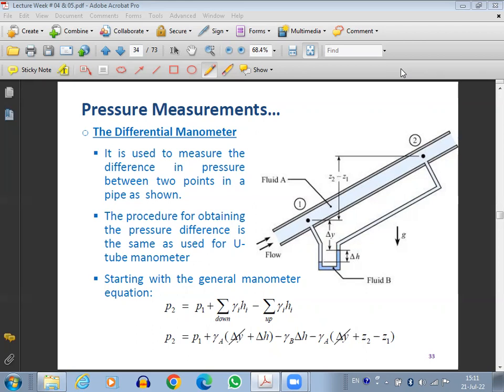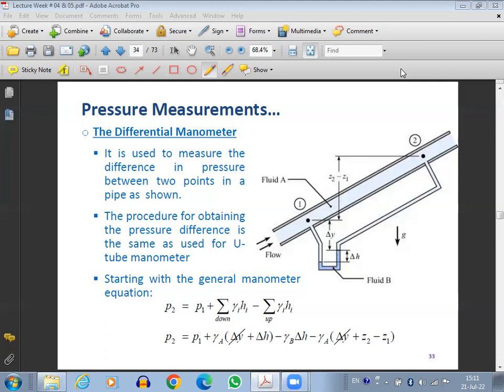Now let's talk about the differential manometer. The differential manometer is to overcome another issue. The issue is that if the pressure is very high within the pipe, whether it is a U-tube manometer or a piezometer tube, we need a very long tube. Why? Because when the fluid enters from the main pipe into the piezometer tube or the U-tube manometer, it is going to push the fluid a very long distance.